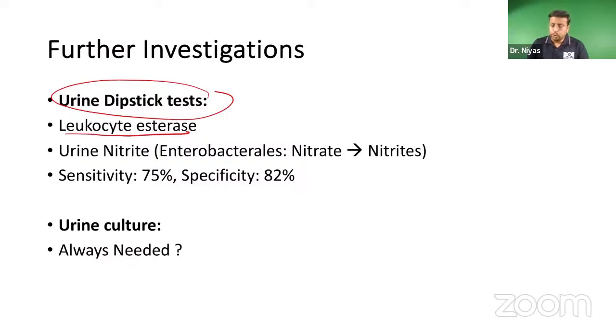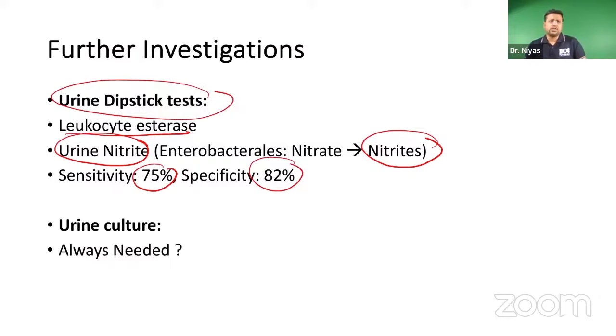This includes a leukocyte esterase test as well as a urine nitrate test. The urine nitrate test is based on the theory that enterobacteriaceae like E. coli and Klebsiella can convert nitrates to nitrites, which can be detected by the dipstick. This test has a sensitivity of 75% and a specificity of around 80%. So it's not an extremely good test. Sometimes you can use it and get some clue, but it's not a very good test.